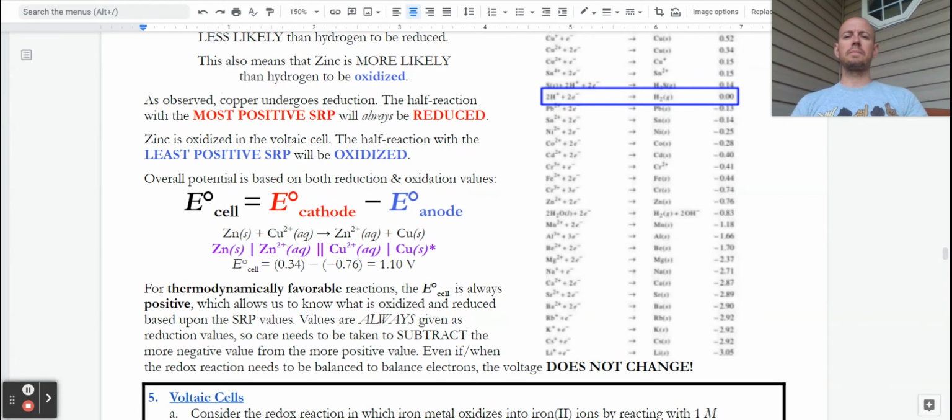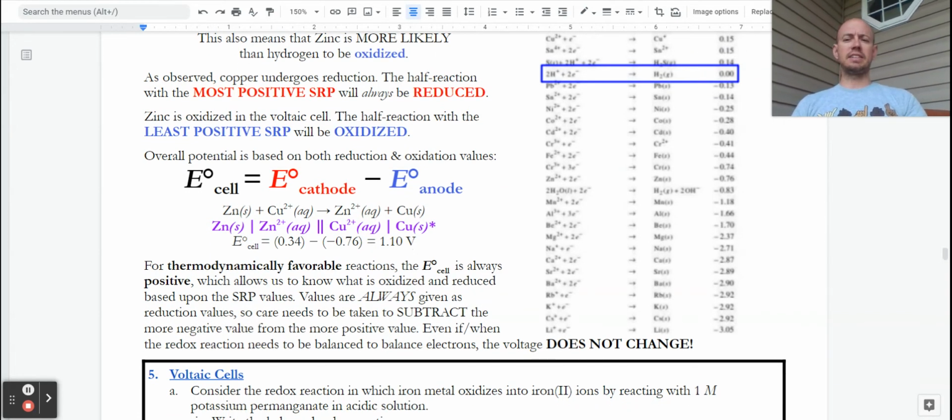being reduced at the cathode. For voltaic cells, for galvanic cells, remember that means the same thing. It's always thermodynamically favorable, and your cell potential is always positive. So as we're trying to set up a thermodynamically favorable cell, we always want it to come out positive, or I'm saying always a lot here, we would take the higher, the more positive reduction minus the more negative reduction.